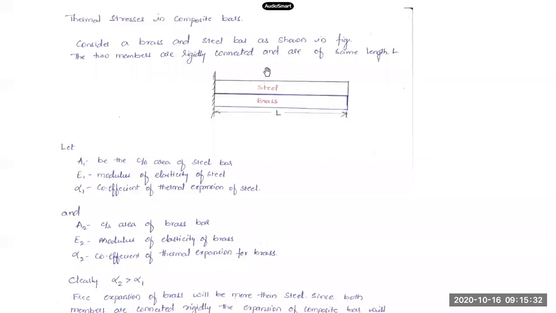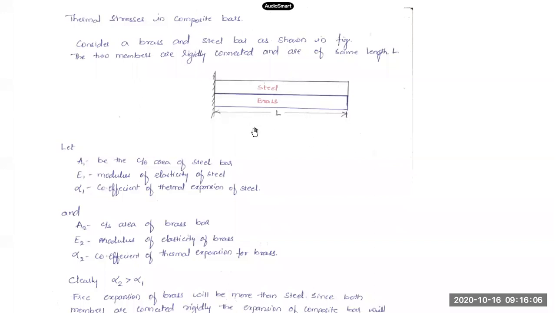Now, in case I have two materials joined together. In this case, what we are considering is an example of steel and brass. There are two members, one made of steel, other made of brass. They have been rigidly attached with each other. This joint will not allow any free movement of these two bars. Independently they cannot deform. They have been connected very rigidly, glued properly at this joint.